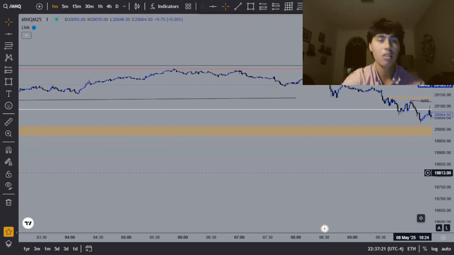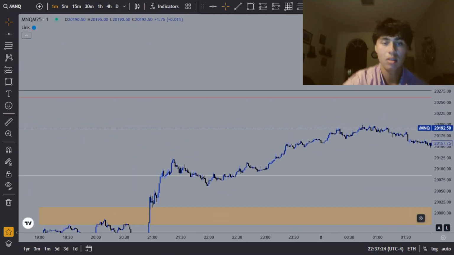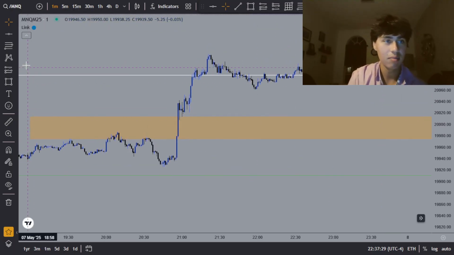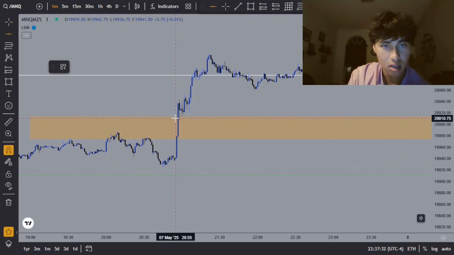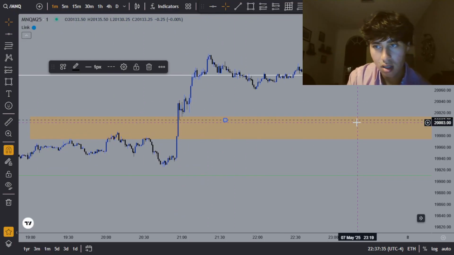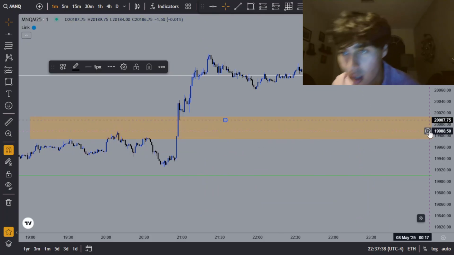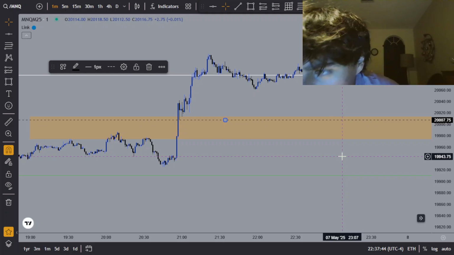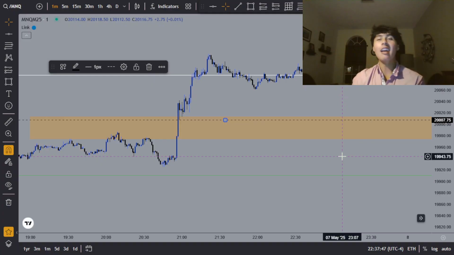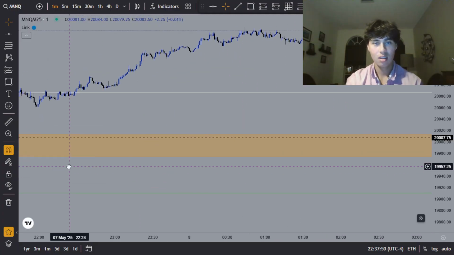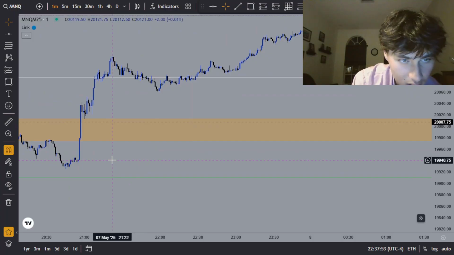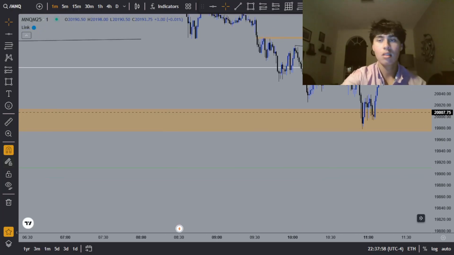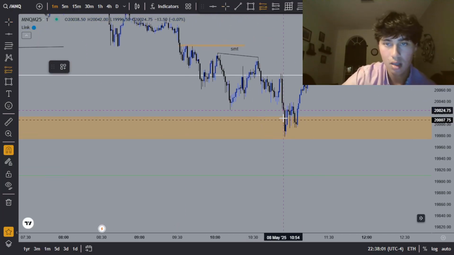I waited for the perfect setup in my eyes. So I'm not annoyed, but the setup that should have very much been taken was the first fair value gap in this zone, which is the 2007. Well, like 2007 with your stop at, okay, 19,942. So this should have been the trade that was taken today.